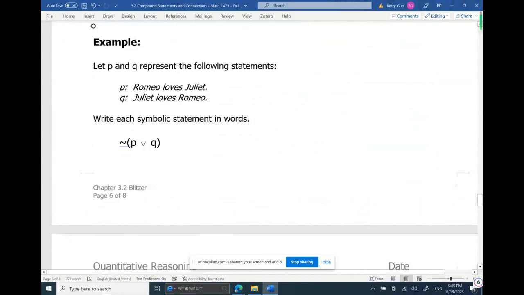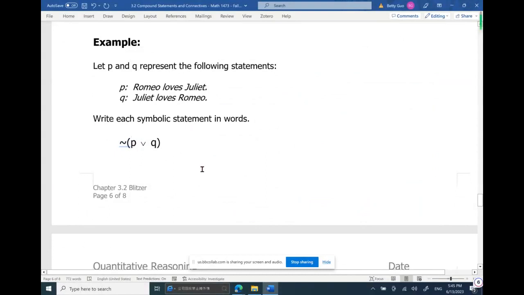P represents the statement Romeo loves Julia. Q represents the statement Julia loves Romeo. We are going to write each symbolic statement in words. Okay, so we have a parenthesis, right? If we have a parenthesis, that means the negation is negating the whole thing in the parenthesis.